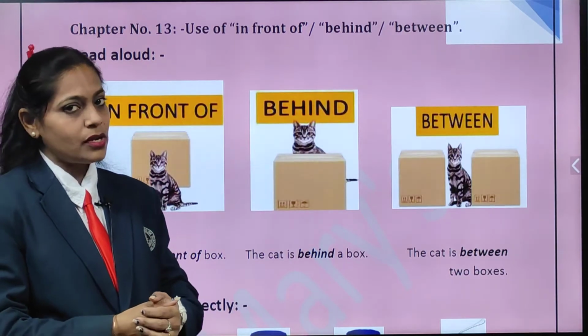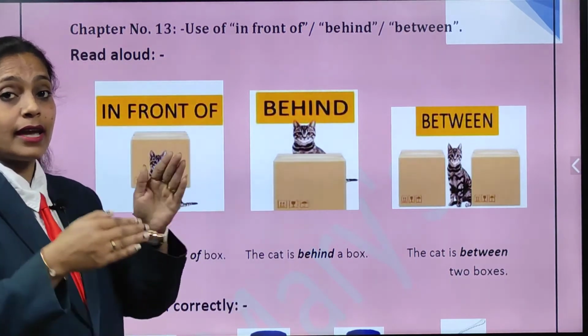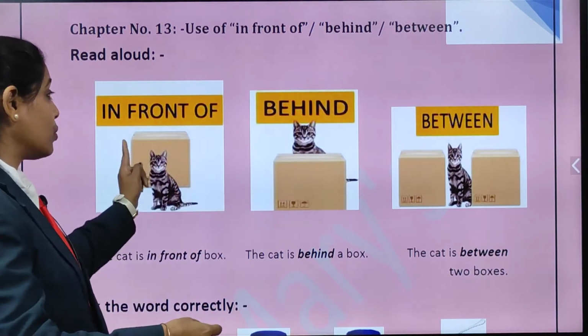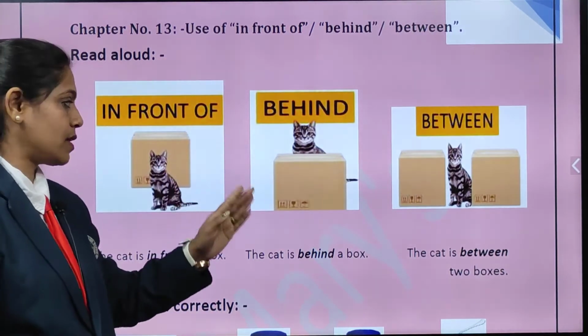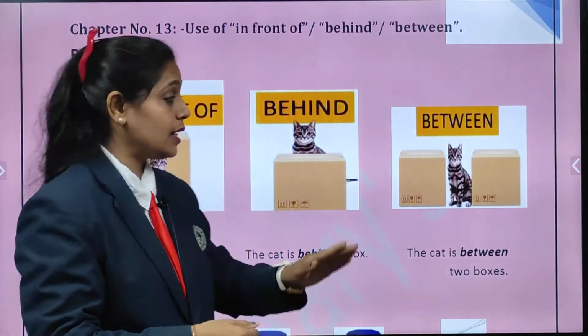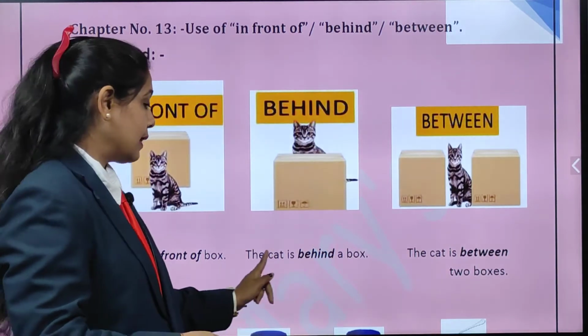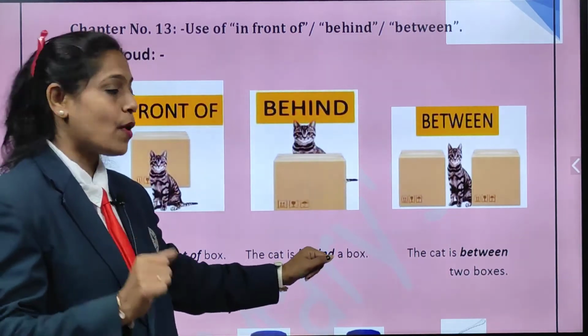When you see the picture, children, it will be clear to you. See, here is a box and here the cat is in front. So we are going to say in front of the box. Now here we have another picture. Where is the cat, children? Yes, she is at the back. So we are going to say behind. The cat is behind a box.